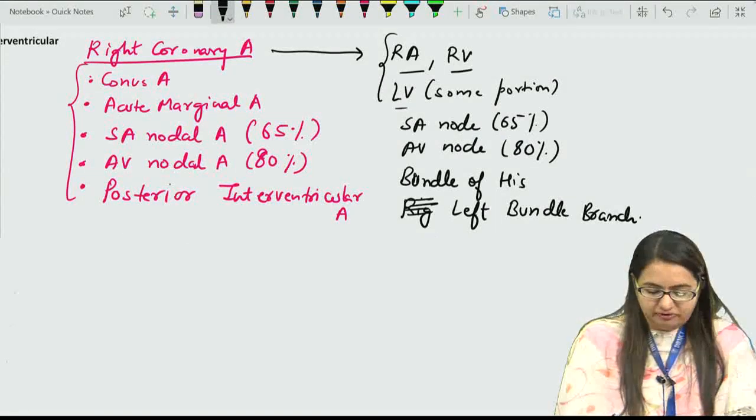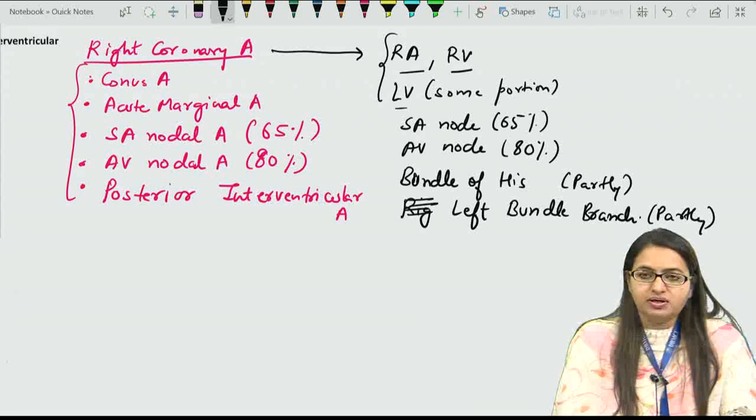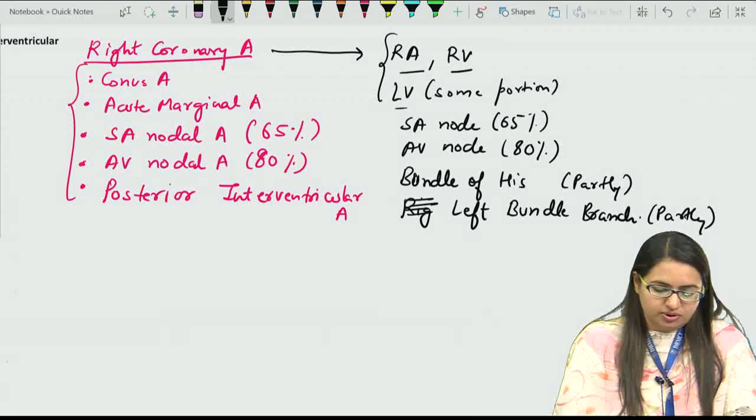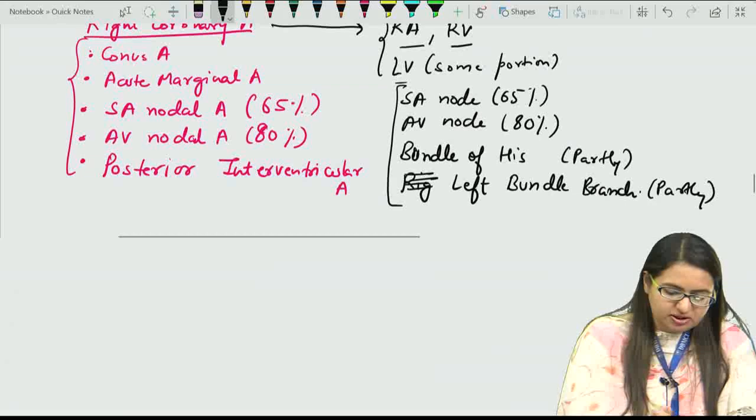The bundle of His and the left bundle branch are partially supplied over here, because they will also be supplied by the left coronary artery. In this we can see that the right bundle branch is not supplied by the right coronary artery. Apart from this, the right coronary artery supplies the posterior 1/3 portion of the interventricular septum.